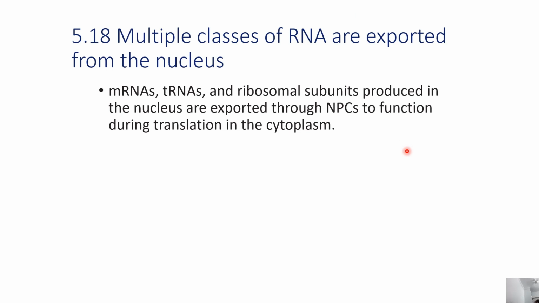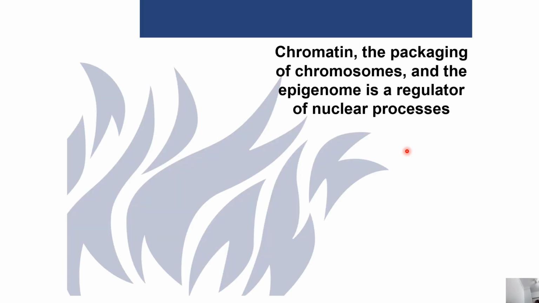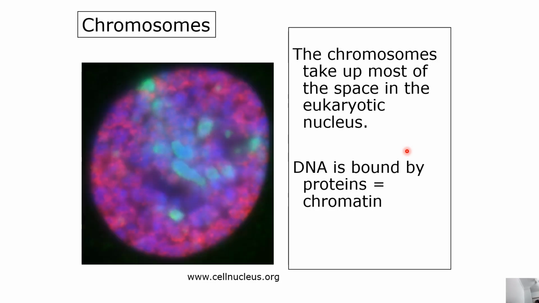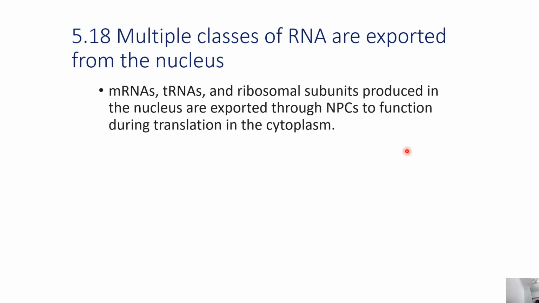Multiple classes of RNA are exported from the nucleus. mRNAs, tRNAs and ribosomal subunits produced in the nucleus are exported through NPCs to function during translation in the cytoplasm.